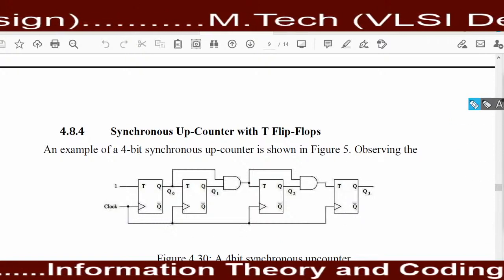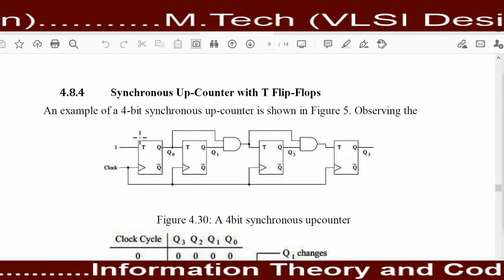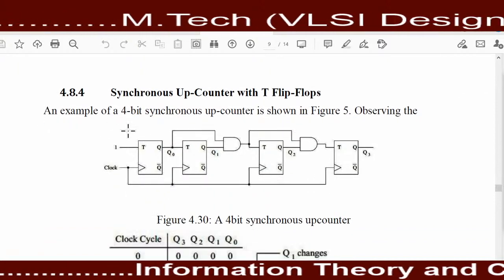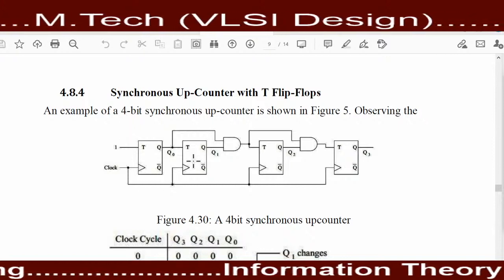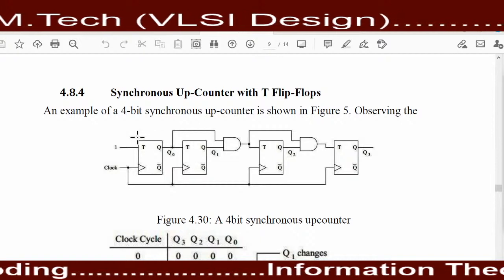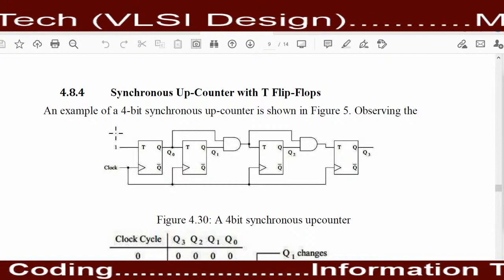Okay, I think this topic is clear to all of you. This diagram is the 4-bit synchronous counter. Why 4-bit? Because here 4 flip-flops are connected to form a counter. That's why it is known as a 4-bit synchronous counter.